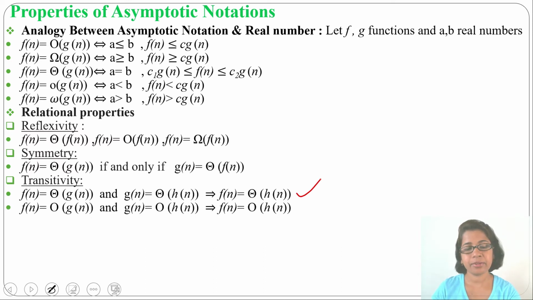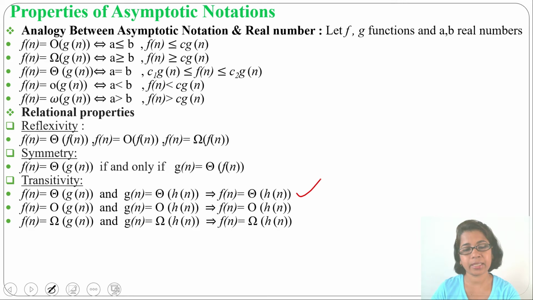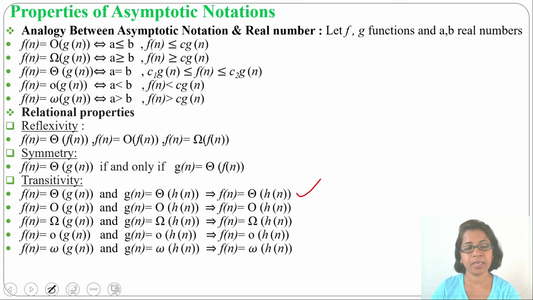Next, if f(n) equals big O of g(n) and g(n) equals big O of h(n), then f(n) equals big O of h(n). If f(n) equals omega of g(n) and g(n) equals big omega of h(n), then f(n) should be omega of h(n). If f(n) equals little o of g(n) and g(n) equals little o of h(n), then f(n) should be little o of h(n). If f(n) equals little omega of g(n) and g(n) equals little omega of h(n), then f(n) should be little omega of h(n). Let me take one example so that you can understand.